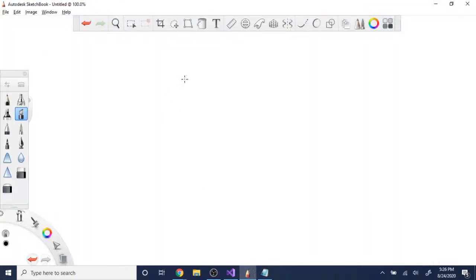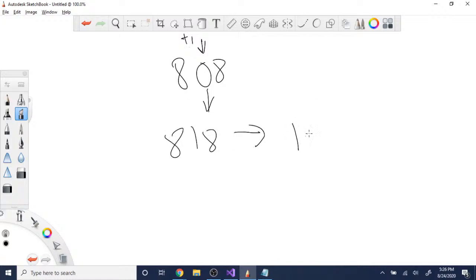let's say I have 808. Wait, 808 is a palindrome. So the next one would just be the center digit plus 1. So I could do 818. So that will be the next larger palindrome, the smallest palindrome larger than 808. But here's where the issue comes in. I can't just take the middle number plus 1.